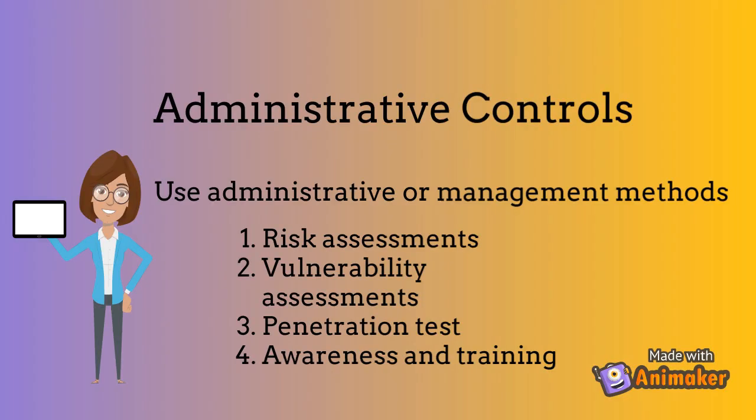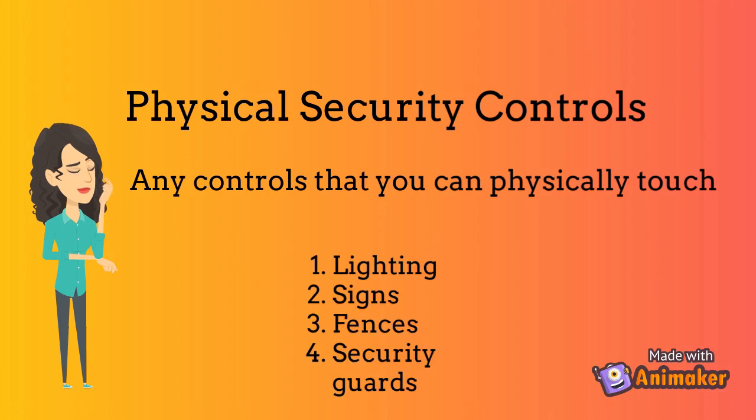Administrative controls use methods mandated by organizational policies or other guidelines. For example, management may require personnel to periodically complete assessments and tests to reduce and manage risk. Physical controls are any controls that you can physically touch. Some examples include lighting, signs, fences, security guards, and more. CompTIA has placed a lot more emphasis on physical security controls, including environmental controls such as HVAC.